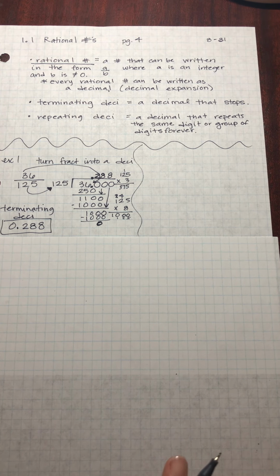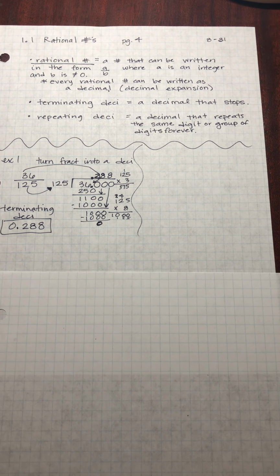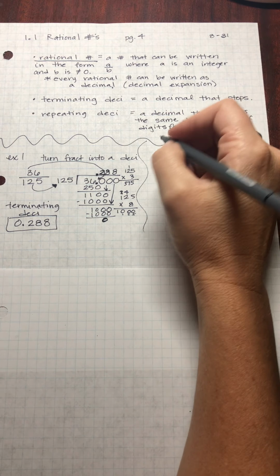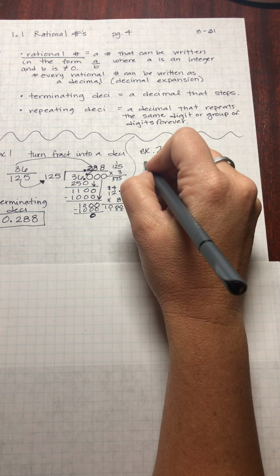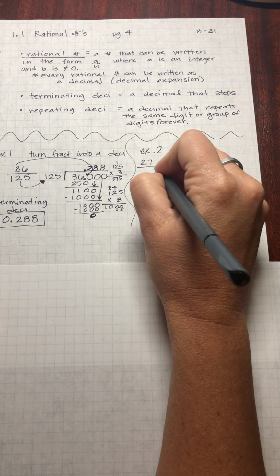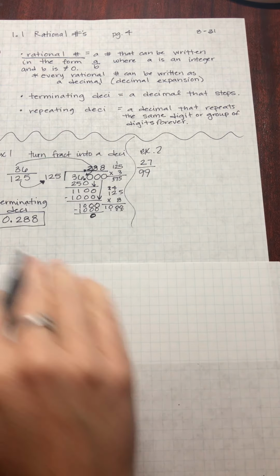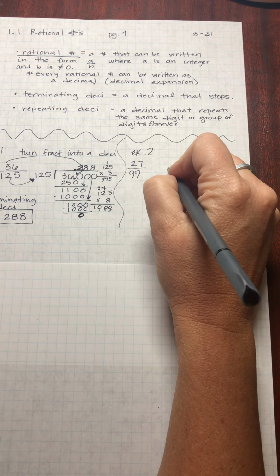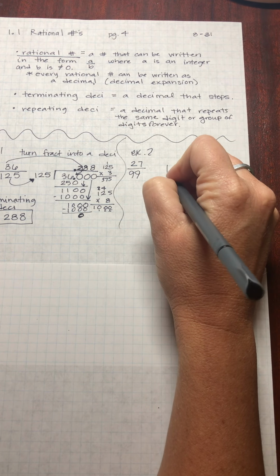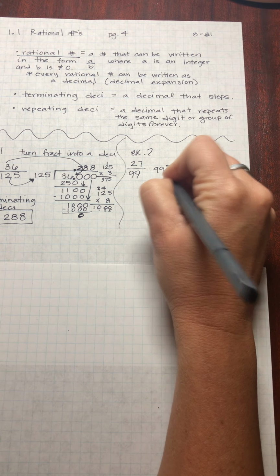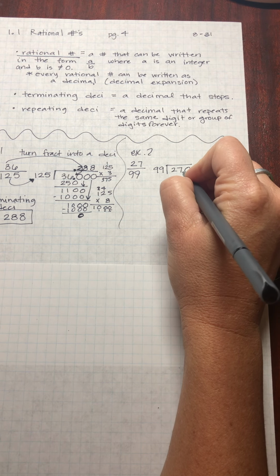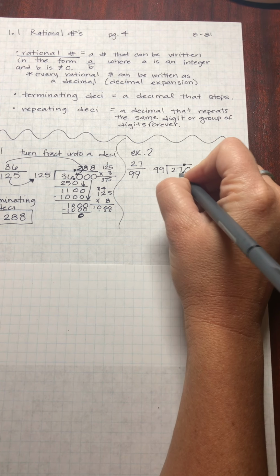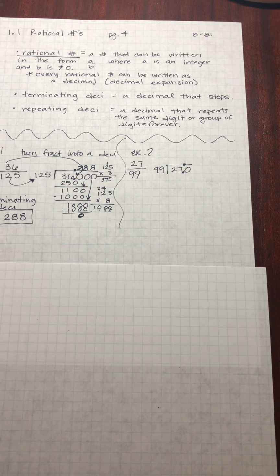Okay, let's try another one. Example 2. Let's do 27 over 99. So again, the 27 is going to go inside and the 99 is going to go outside. 99 and 27, I'm going to need some extra because the small number's inside.